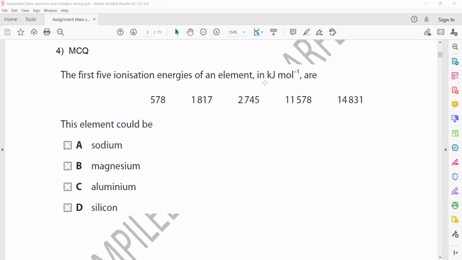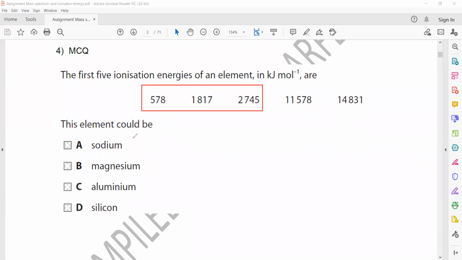In question 4, the first 5 ionization energies of an element in kilojoules per mole are given. The element could be, so how can we work out the element? We can check the number of electrons present in the last shell. So how can we check that? We'll check the ionization energies 578, 1817, 2745, and then it's a big jump, which is 11,000. So it means that this element has 3 electrons in the outermost shell. So it belongs to group 3.